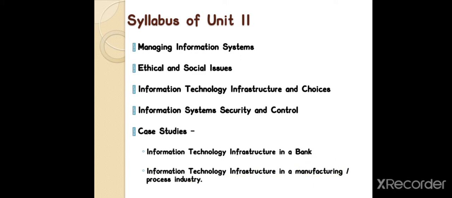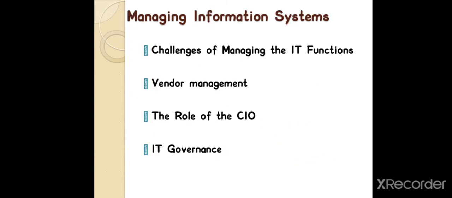So let us start with the first point, that is managing information system. So once again, managing information system is divided into 4 different parts. First is the challenges of managing the IT function, second is the vendor management, third is the role of CIO, and fourth one is the IT governance. So we will start with the first point, that is challenges of managing the IT function.